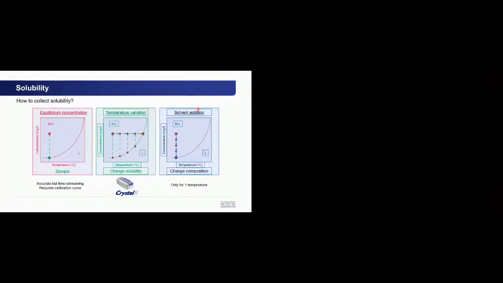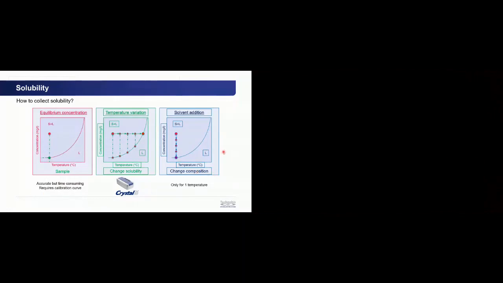So how do you collect solubility data? There are three main ways of doing this. First would be equilibrium concentration, which is the most accurate way of doing it. However, this is very time consuming. It involves slurrying material, extracting the mother liquors, and then analyzing the mother liquor through, say, HPLC. But this requires a calibration, and as I said, it's very time consuming and only really gives you one temperature point.